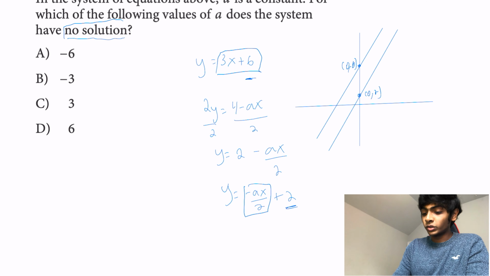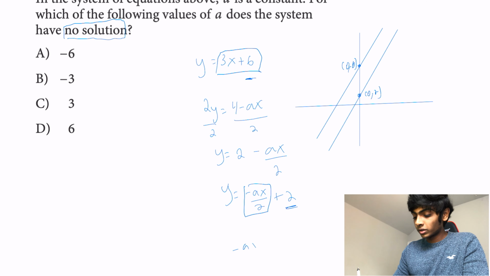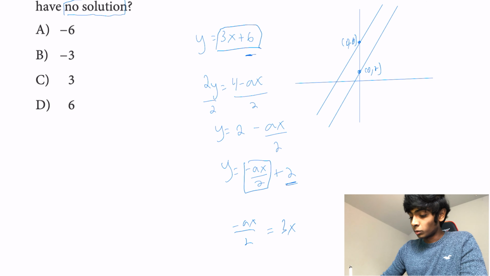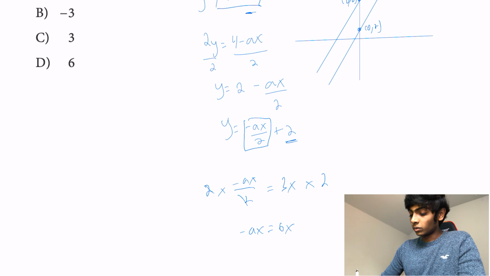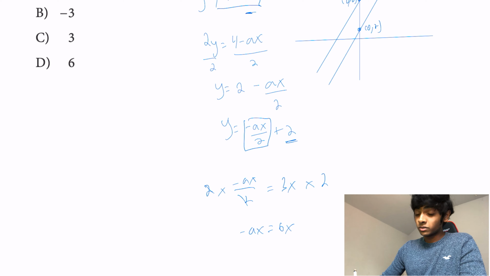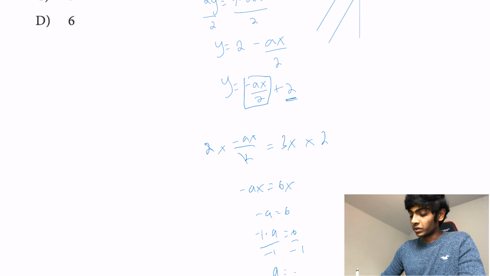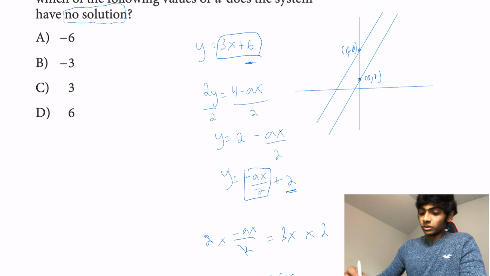So that's our goal here. Since we want them to have no solution, we have to make negative ax over 2 equal to 3x. So we're left with this, and now we just solve. First I'll multiply 2 on both sides to get negative ax equals 6x. Basically, I'm just canceling out the 2's here. And now all we have to do is cancel out the x's, right? So we get negative a equals 6. Now we have to divide out the negative 1, because negative a is the same thing as negative 1 times a. So we divide by negative 1, and we get a is equal to negative 6. And that is going to be our answer.